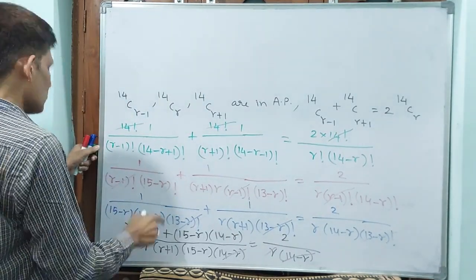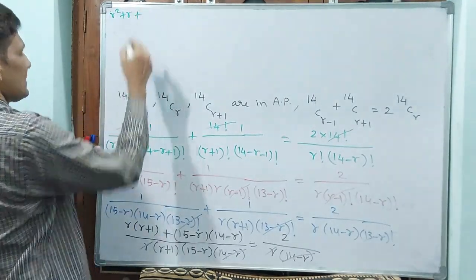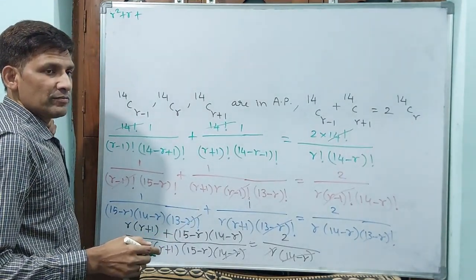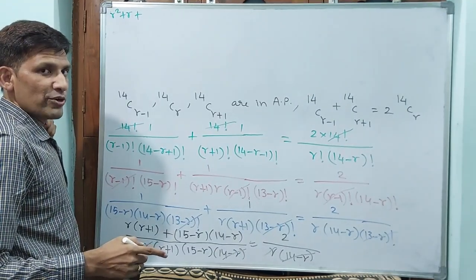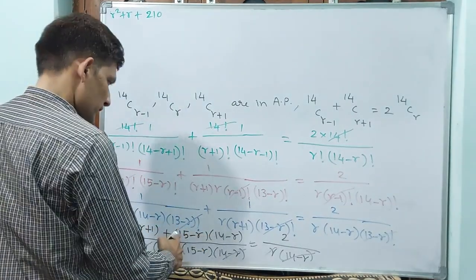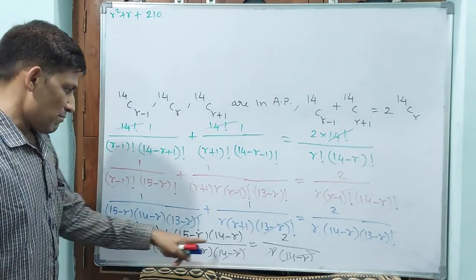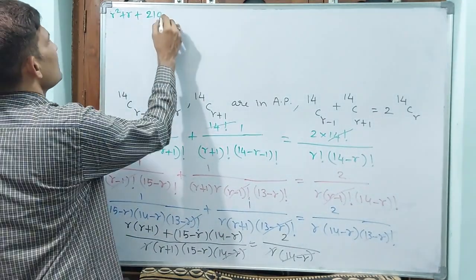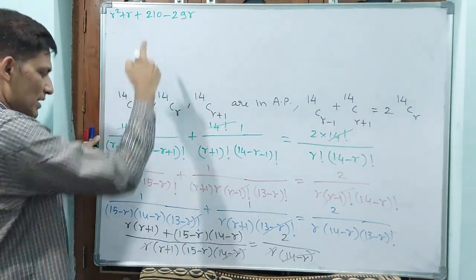You cannot take it. r square plus r plus. You see, 15 into 14. 15 into 4, 60. 15 into 1, 15. 15 plus 6, 21. 210. Okay? 15 into 14. Minus 15r, minus 14r. Minus 29r. See here plus r is there. Afterwards minus 28r it is going to become.